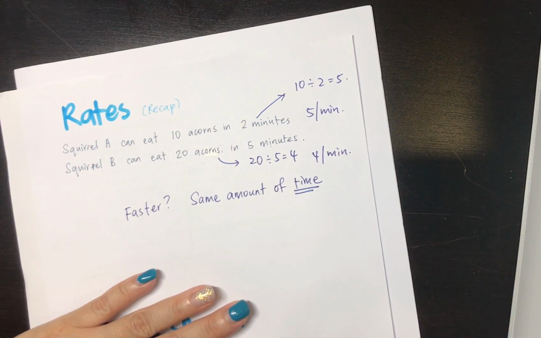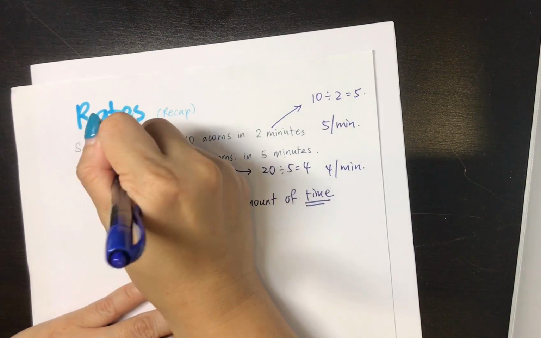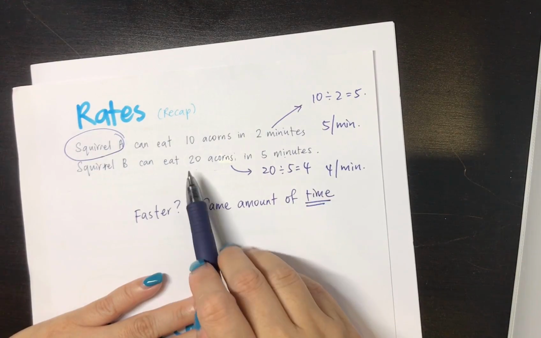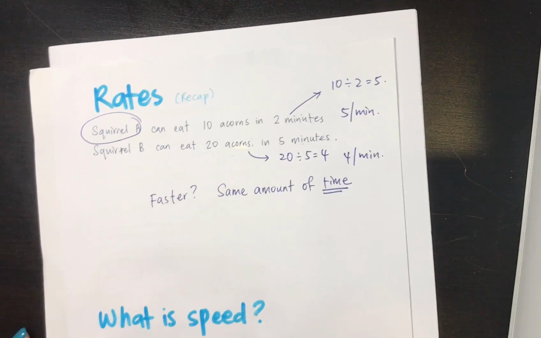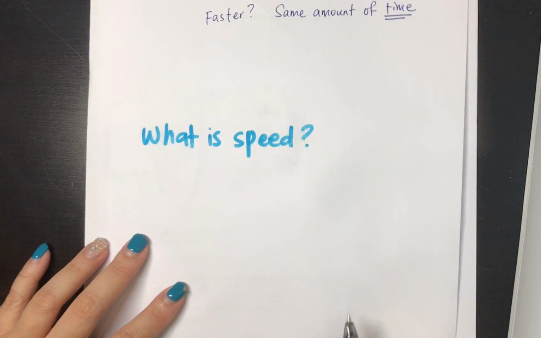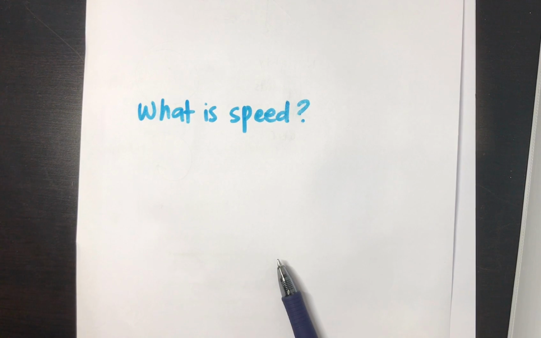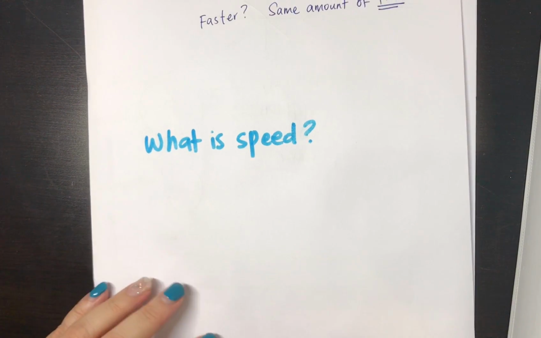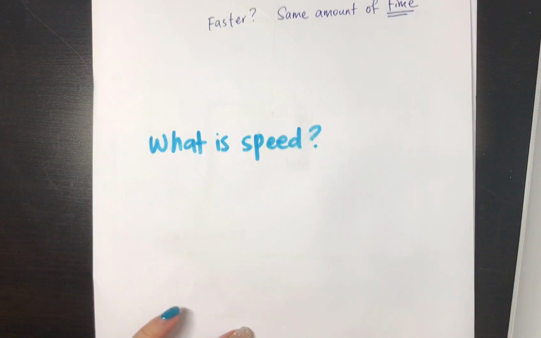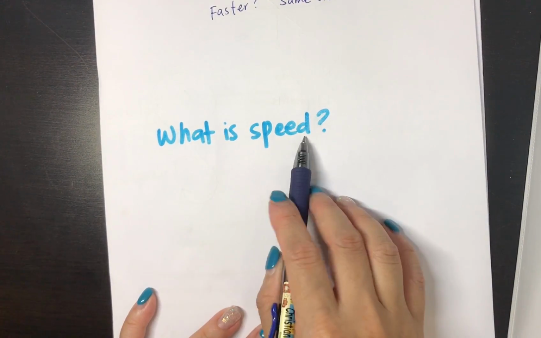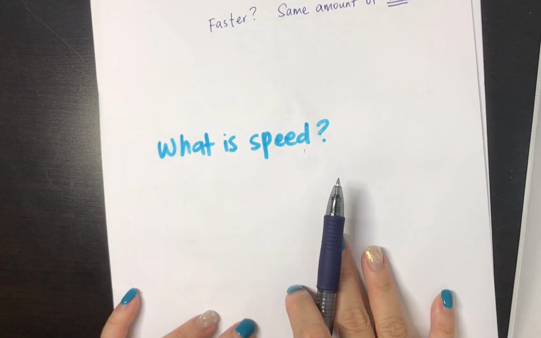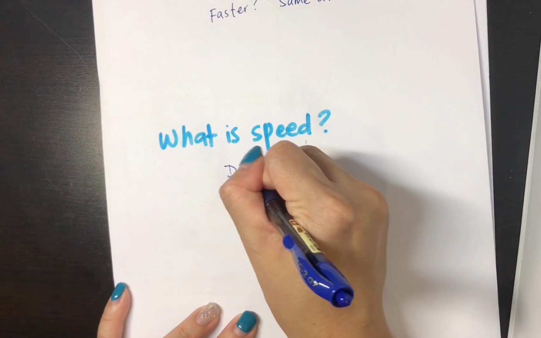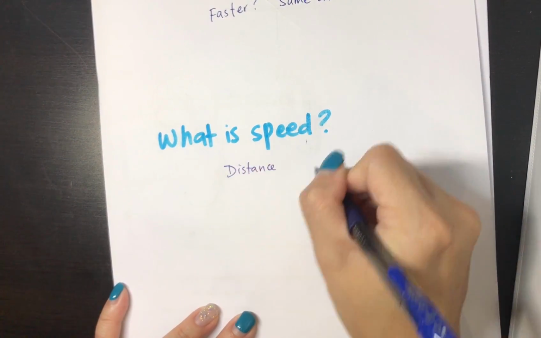So which one is faster? That will be Squirrel A, even though he ate fewer acorns in total. So that's like speed. It's unfair to compare just the total amount of acorns. So similarly, you can't just see the total distance and see who is faster. Now speed, unlike rates that have different units, is only about distance and time.